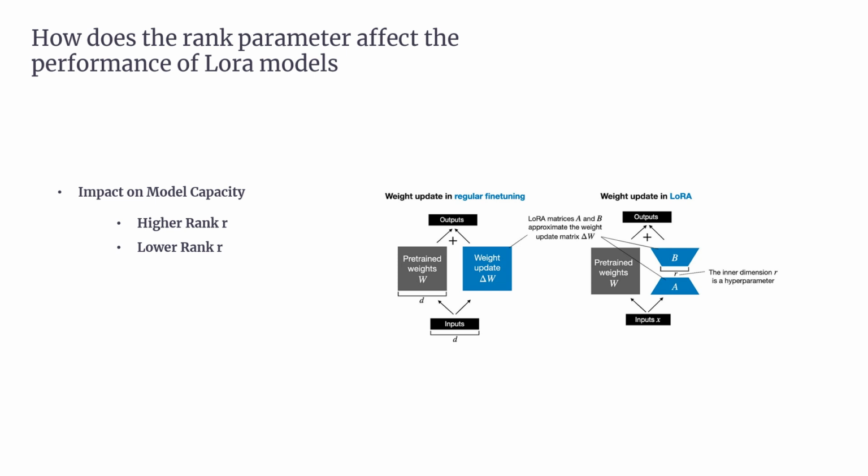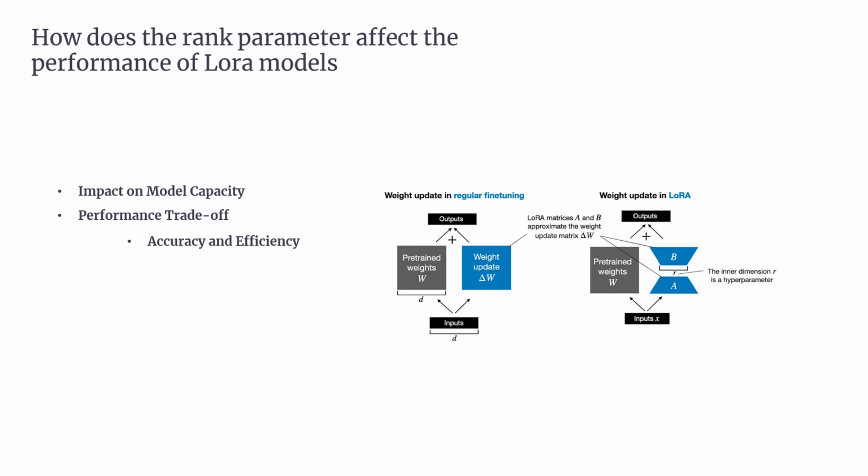The second, performance trade-off, accuracy and efficiency. Higher ranks improve accuracy, but increase the computational load, making training more expensive. Lower ranks speed up training and reduce resource use, but may cause a performance drop if set too low.